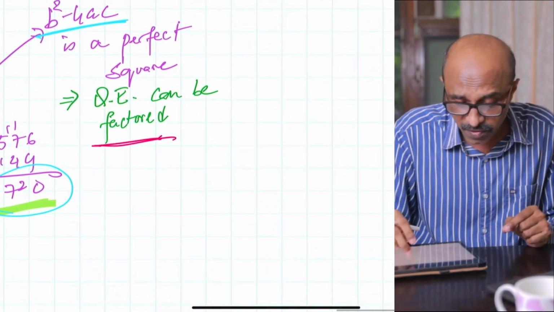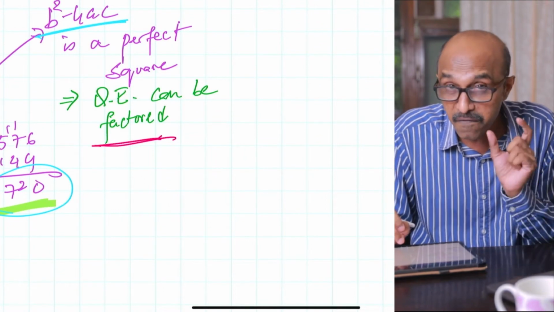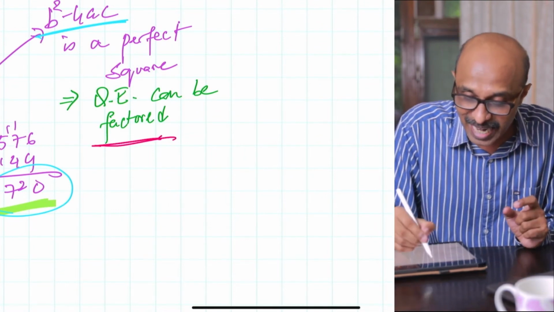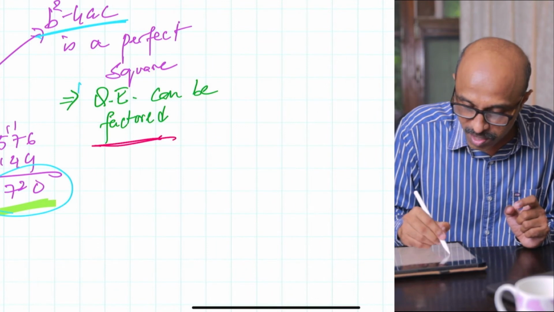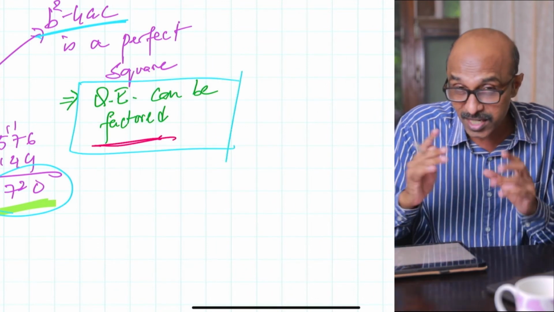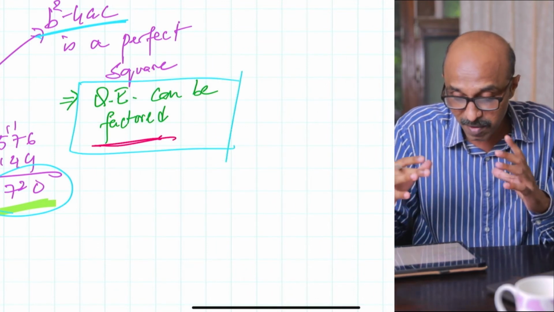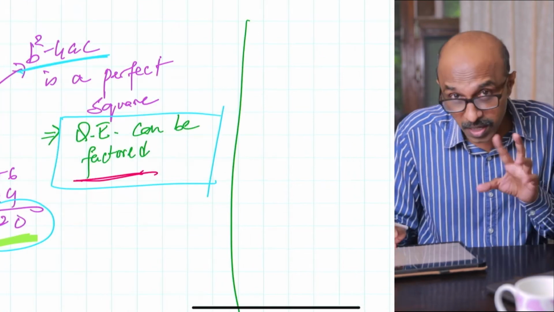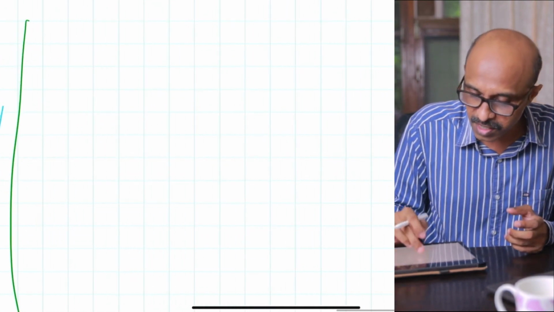But we also made another observation: when b square minus 4ac is a perfect square, a square number, that's only when we say that the quadratic can be factored, okay? That's the only case when the quadratic equation can be factored, and not otherwise. Now let's try a very different kind of question.